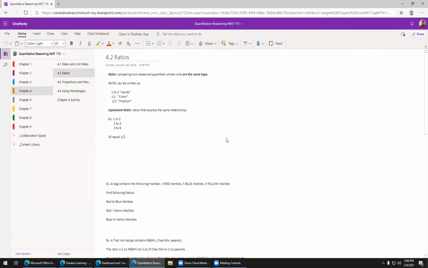An equivalent ratio is basically ratios that are the same when you simplify them down. So 1/2, 2/4, 3/6, right? 1 over 2, 2 over 4, 3 over 6. These things all equal each other. If I simplify 2/4, I get 1/2. I simplify 3/6, I also get 1/2. So that is what is called an equivalent ratio. Even though the numbers are different, ratio-wise, they are the same.